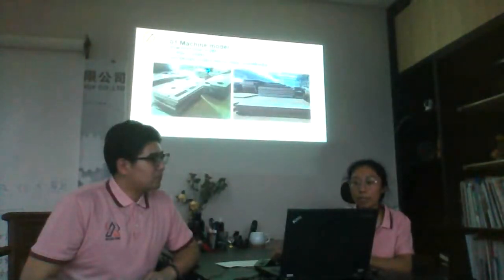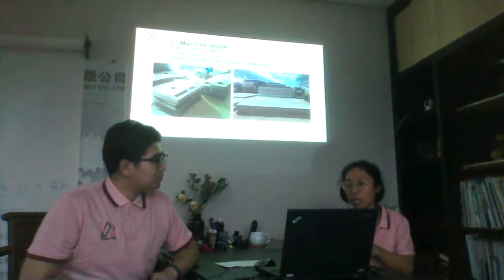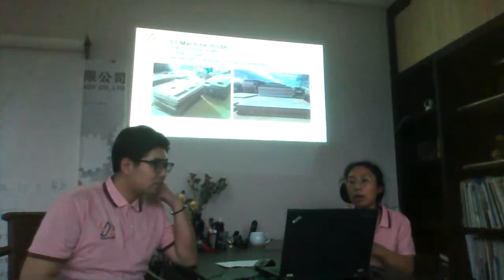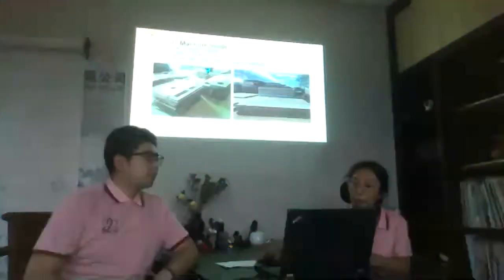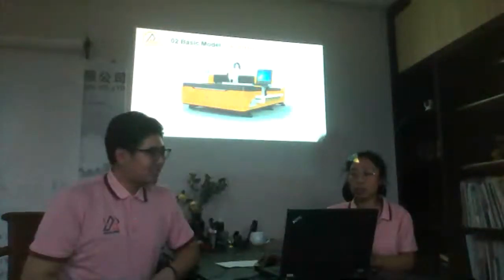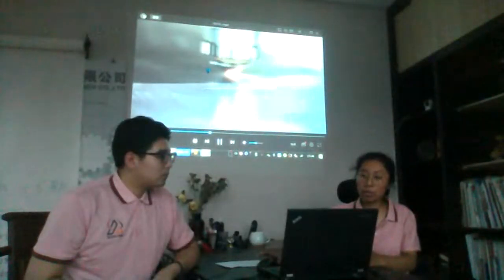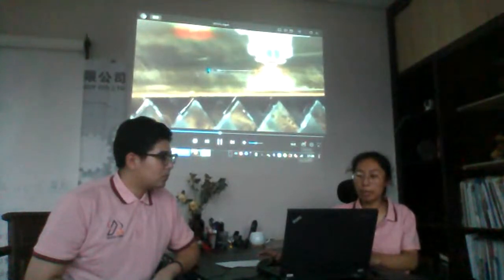To choose our cutting machine, it depends on the size of the plate. We all know the laser cutting machine is generally used for cutting plate, and different sizes of plate will use different laser cutting machines. This is the 5G laser cutting model, and we can see the processing program is very smooth.